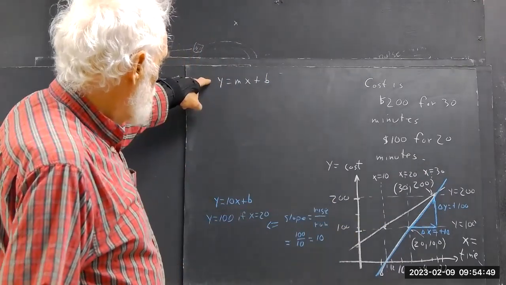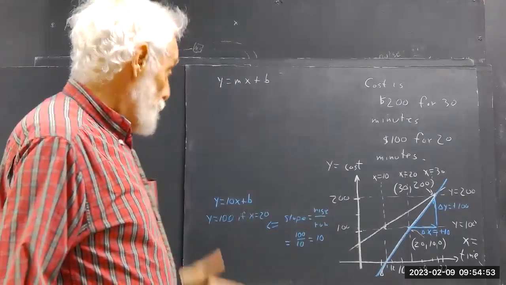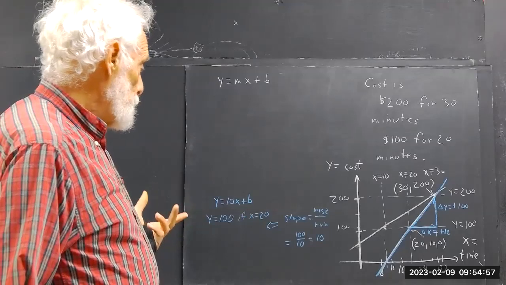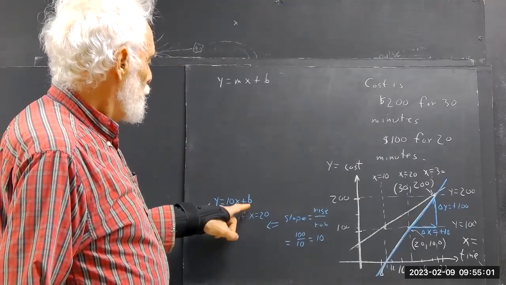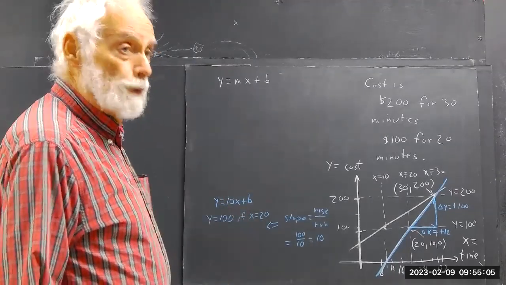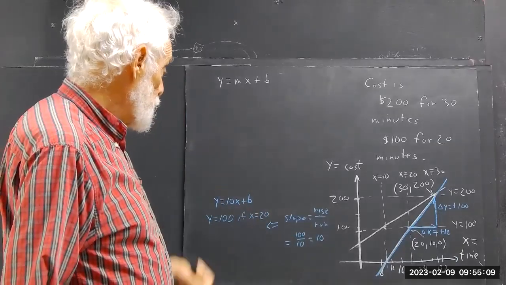And now our equation becomes y equals 10x plus b. If the equation is y equals 10x plus b, then that's everything we need to know except b. Because as soon as we've got numbers for m and b, we've got the equation, and we can do things with the equation. So y equals 10x plus b.